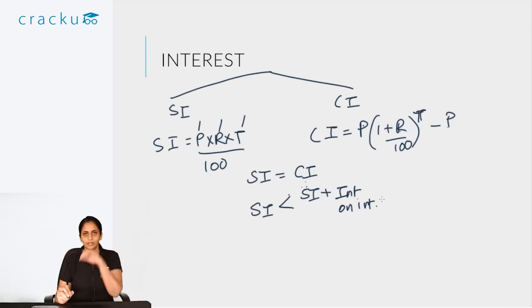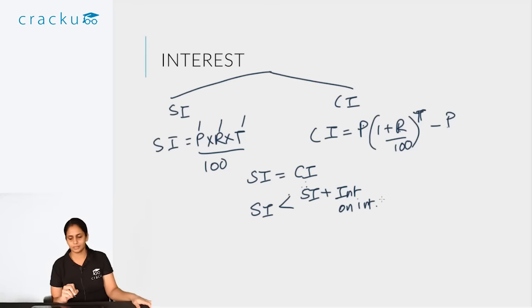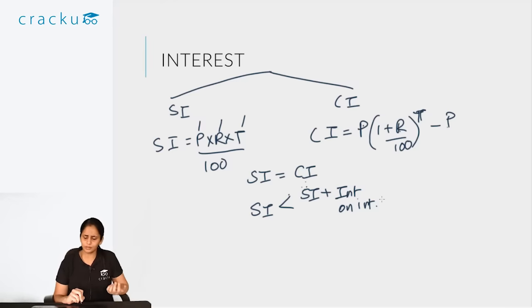So essentially, whenever you are given the difference in CI and SI, you are being given the interest that is earned on interest. That is the simple interest earned on interest. After the first compounding period, you earn the interest on the interest earned in the first period. After the second compounding period, you earn the interest on the interest earned in the second period and in the first period and so on. So it keeps on cumulatively being added. So these are the two basic formulas that you have to remember.